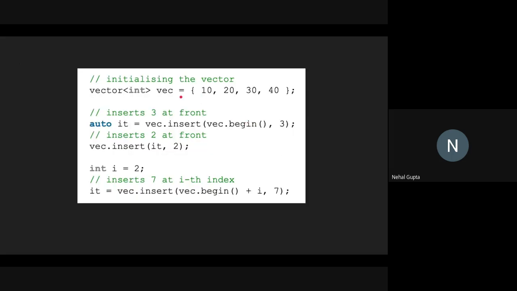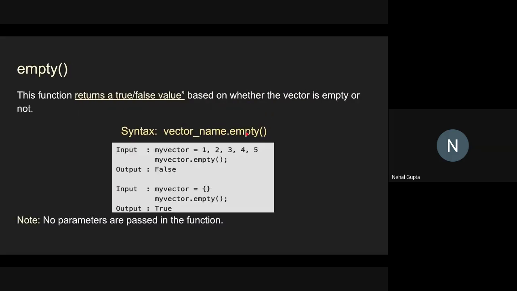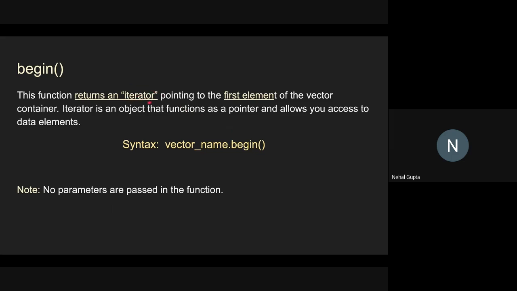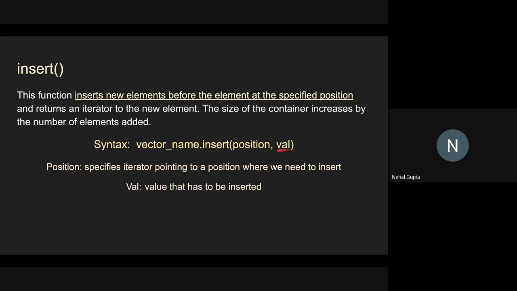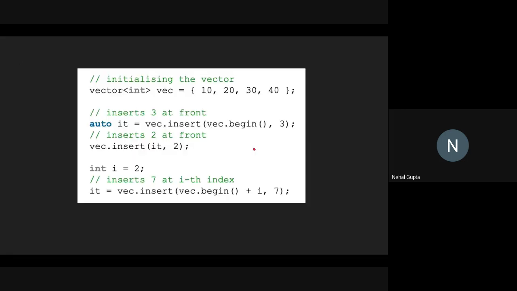We have a vector called vec, and we have elements as 10, 20, 30, 40. So now we want to insert 3 at the starting, okay? So what we do is, we do vector.begin. As I told you before, vector.begin returns an iterator, right? So since it returns an iterator, and we need an iterator here, that solves our issue. So we write vector.begin if we want to insert at the front.